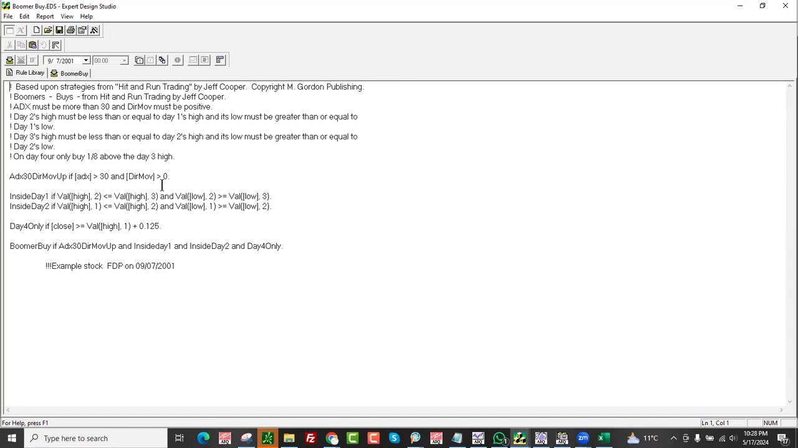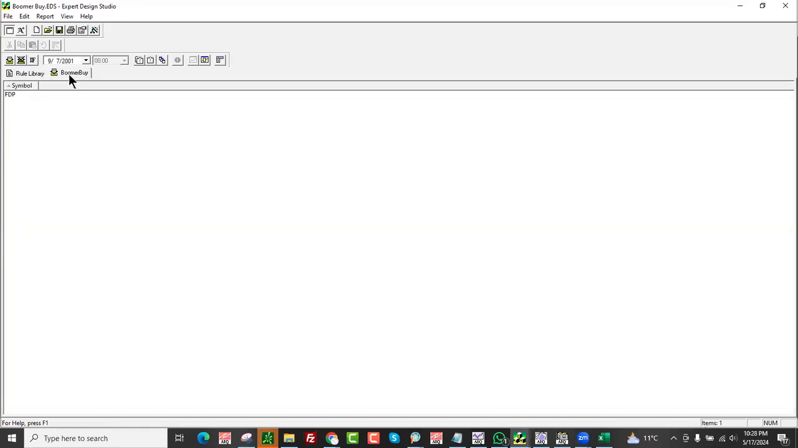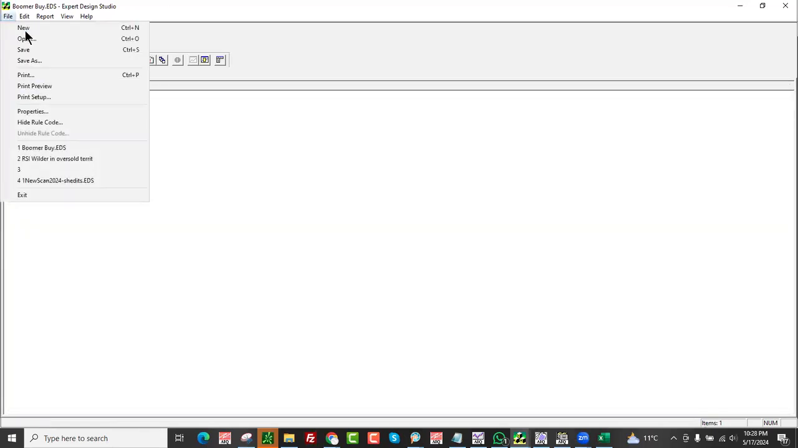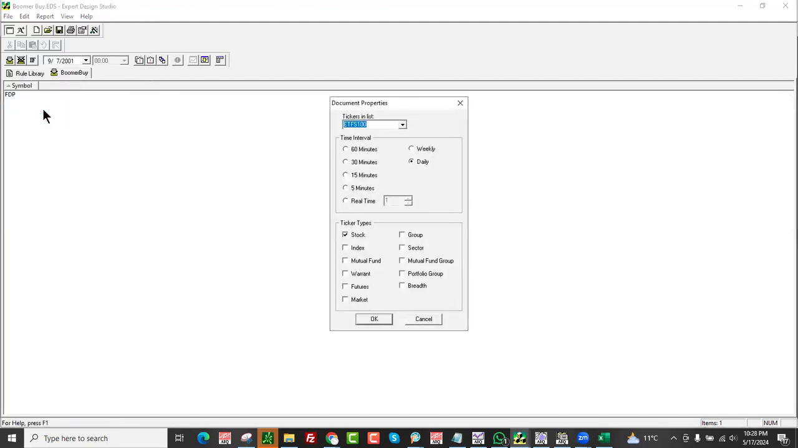And the strategy itself, when you run it on a database, is called Boomer Buy, and you get this ADX direction, an inside day on 3 and 4, 1, 3, 2, 3, and 4, I think it is, and that's the sort of pattern that he was looking for when going long. So again, I have the ability in here to go to properties and decide what I want to run this on. Here it is set to run on the ETFs 100.